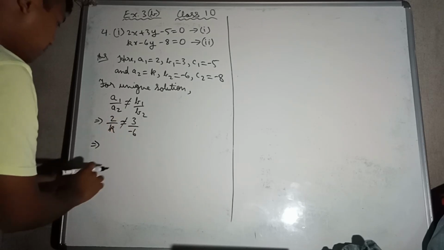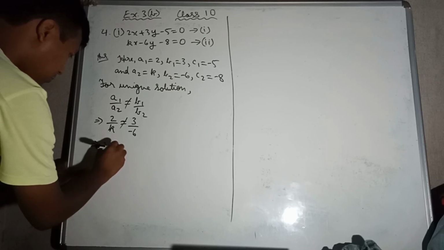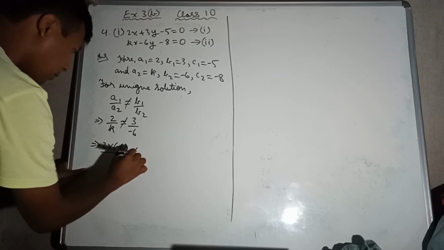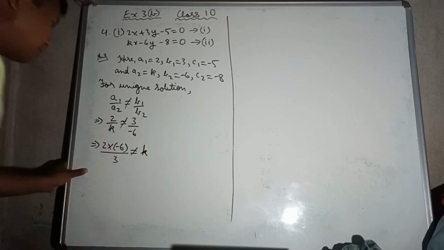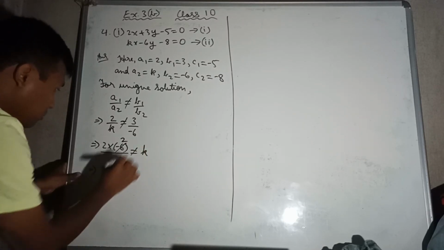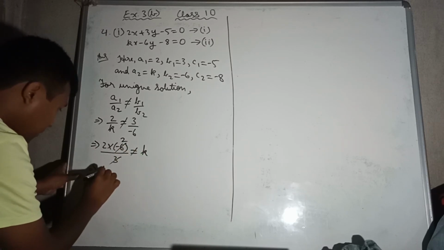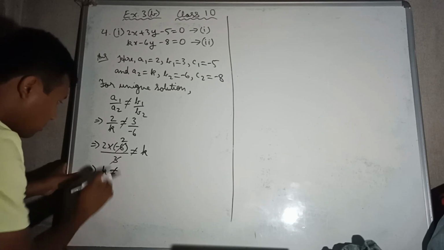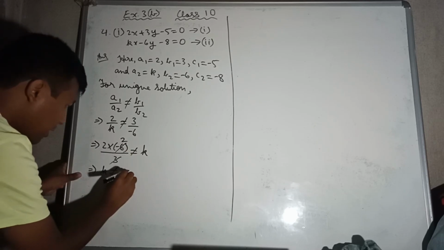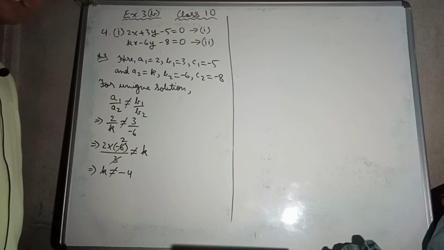Now cross multiply: 2 into minus 6 equals 3 times k. This implies minus 12 equal to 3k, so k is not equal to minus 12 by 3, which is minus 4. K not equal to minus 4. That is the answer.